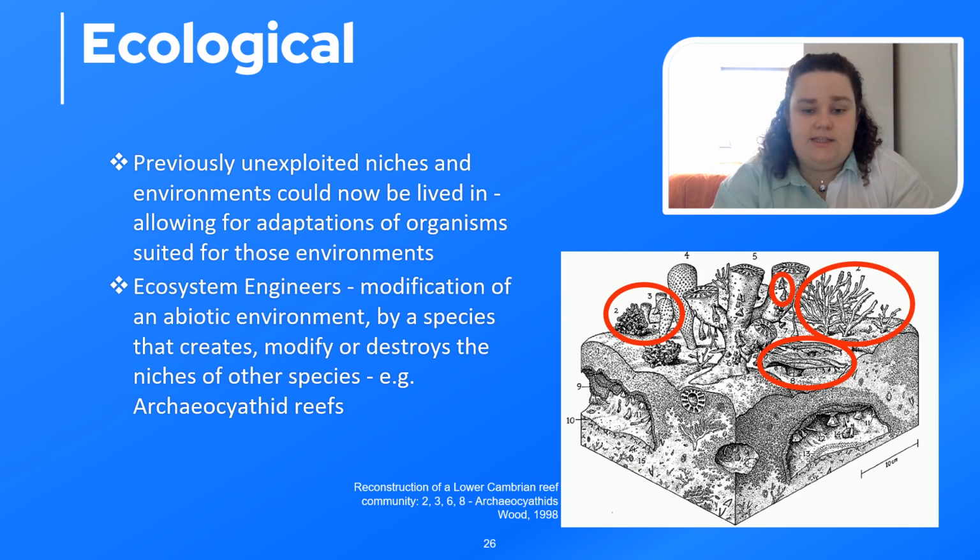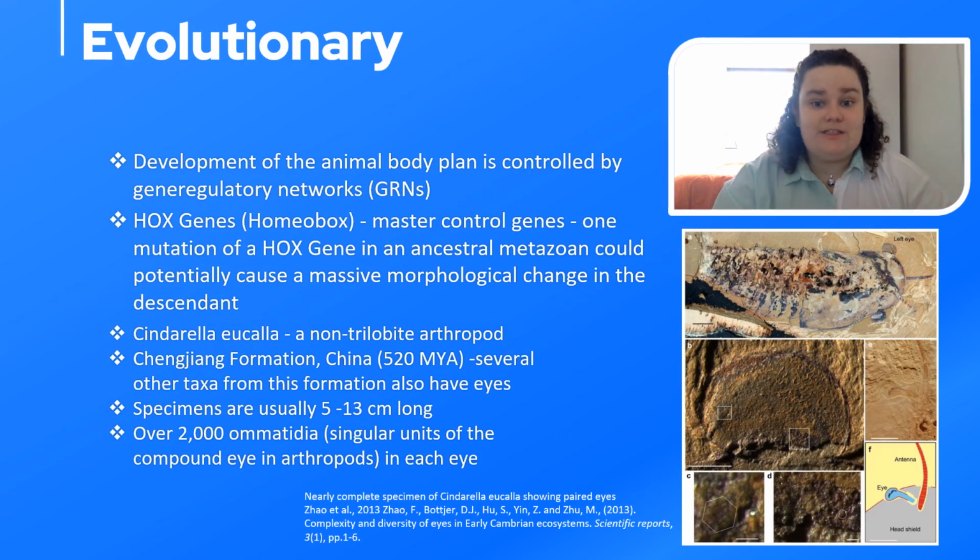And we have these things called ecosystem engineers, which are organisms that can modify an abiotic environment. So it's a species that creates, modifies, or destroys the niches of other species, such as archaeocyathid reefs. Archaeocyathid reefs are extinct sessile reef-building marine organisms, which would have allowed for more organisms to live in those niches because they created a biotic environment out of an abiotic environment. Let's move on to the evolutionary triggers of the Cambrian explosion.